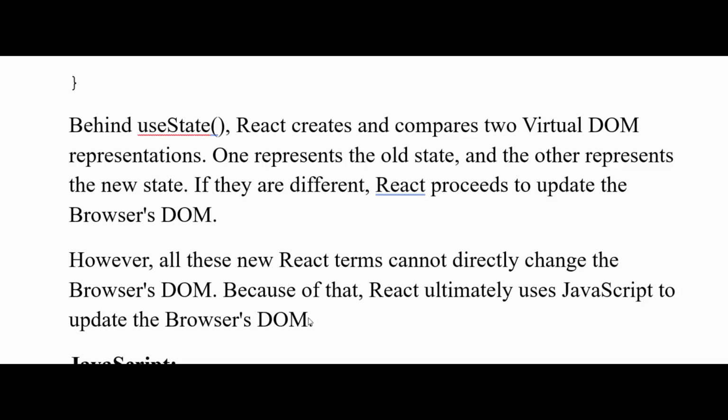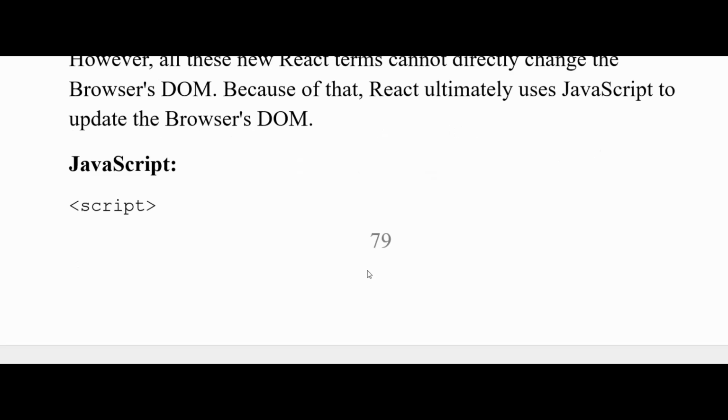Behind useState, React creates and compares two virtual DOM representations. One represents the old state and the other represents the new state. If they are different, React proceeds to update the browser's DOM. However, all these new React terms cannot directly change the browser's DOM. Because of that, React ultimately uses JavaScript to update the browser's DOM.